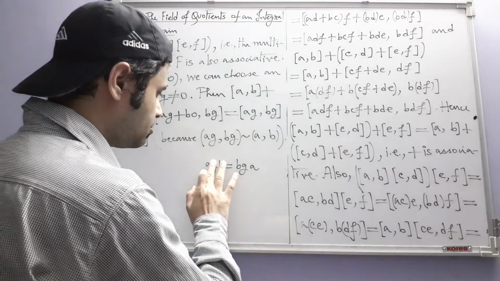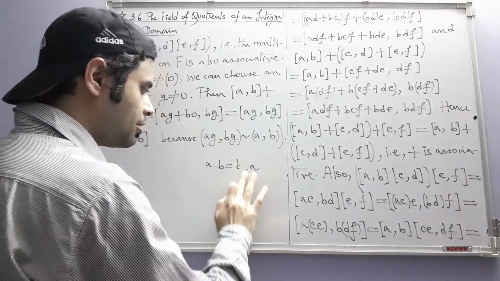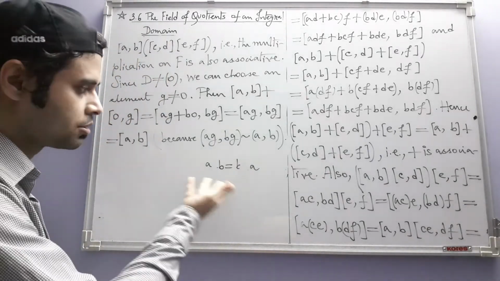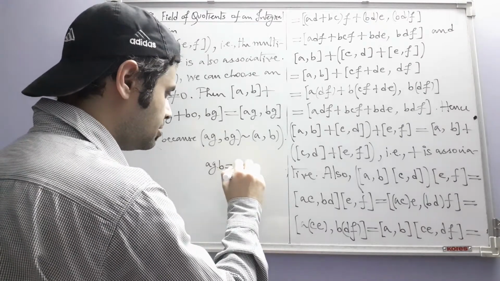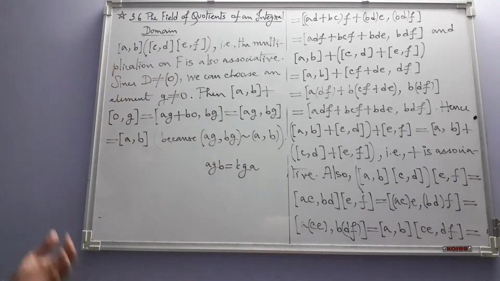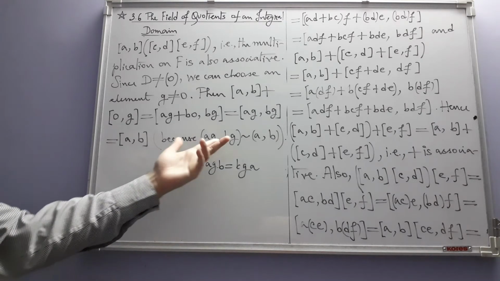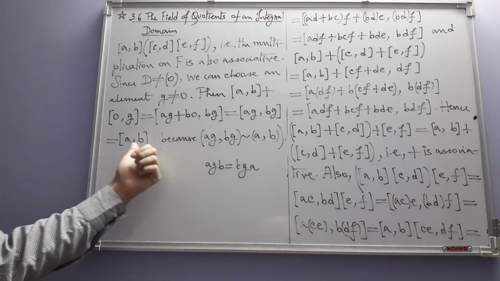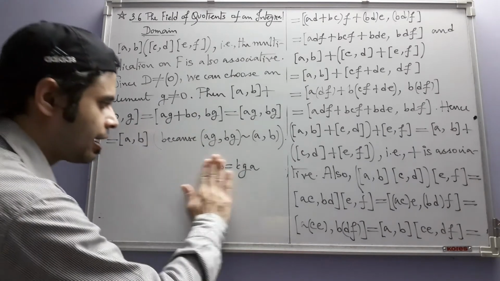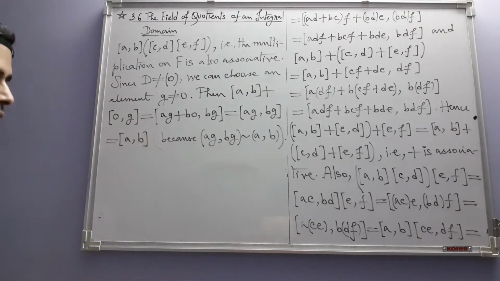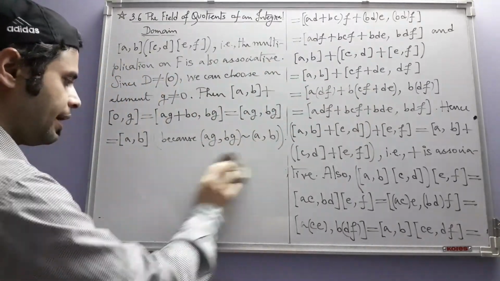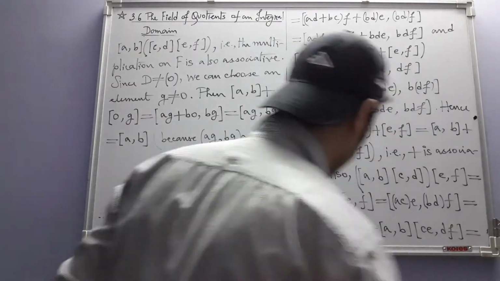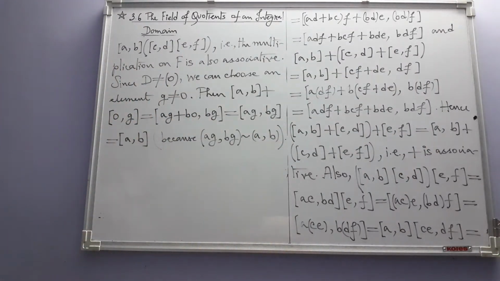Why? Because ab is equal to ba, since we are working in an integral domain. So you multiply both sides by g, and since things are commutative and associative, we get this, and from there we get this one, and that implies this one. So you see that (0, g) acts as an additive identity. Existence of such an additive identity is just enough.